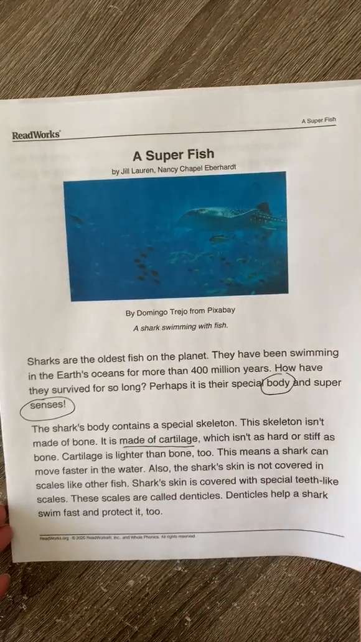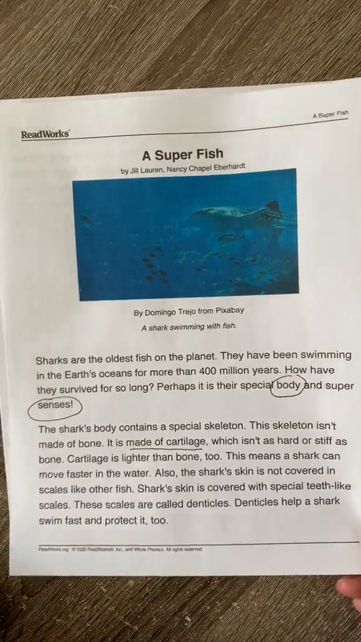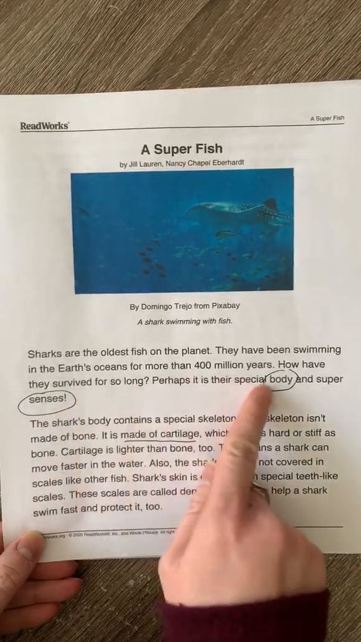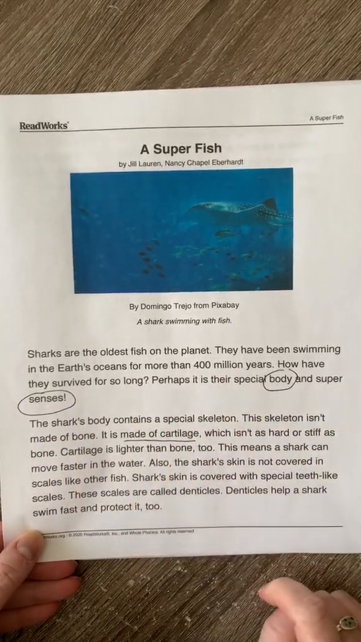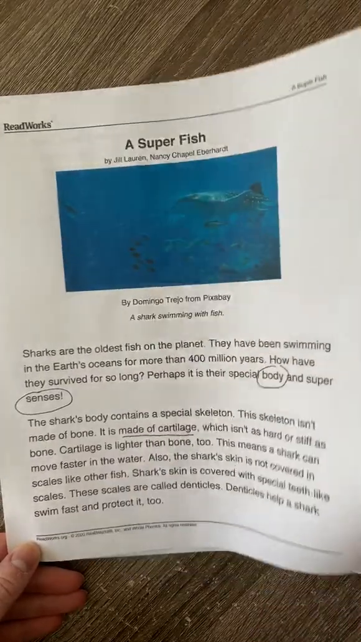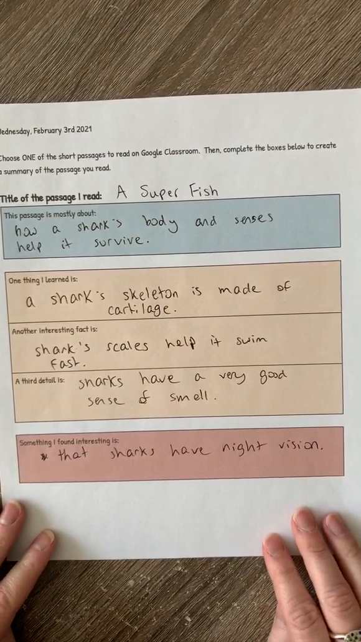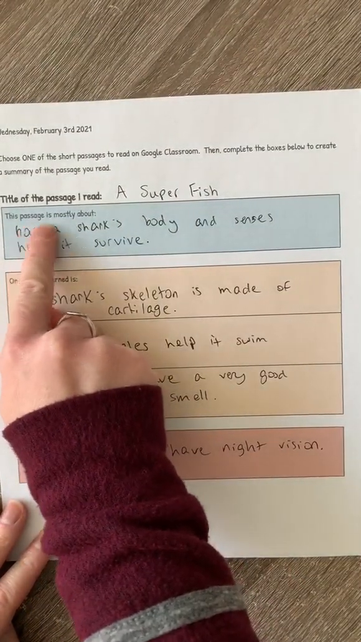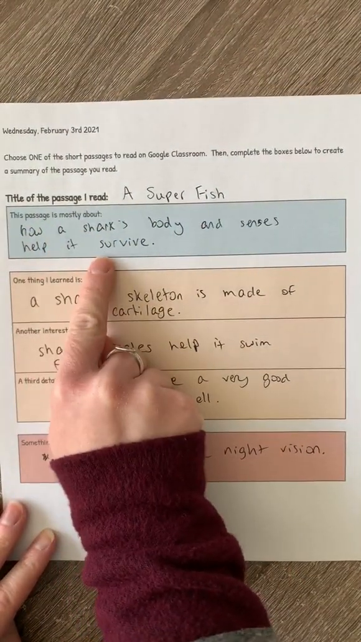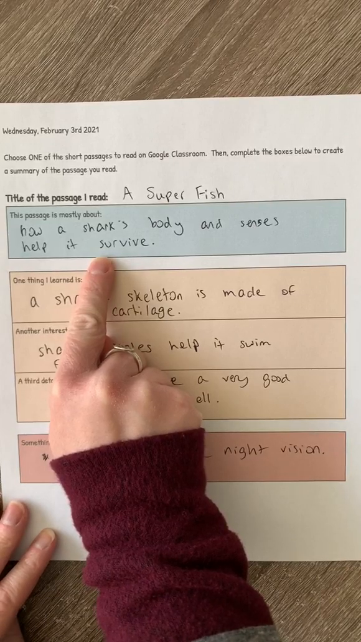This passage was all about sharks. And I took some notes, I circled some important words, I underlined some key details, and then I was able to write down all that I learned on this worksheet here. I remember that I said this passage was mostly about how a shark's body and senses help it survive.